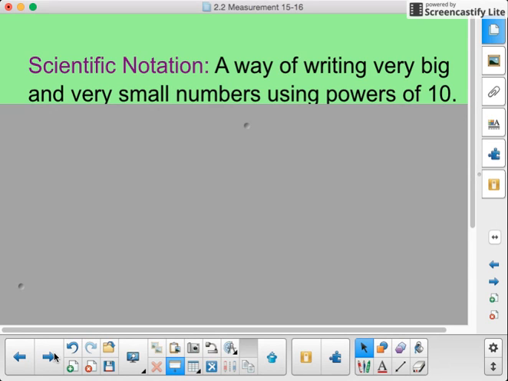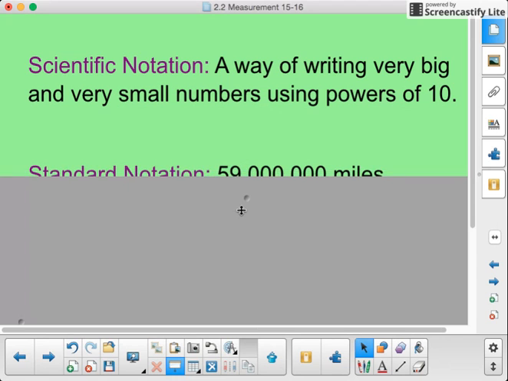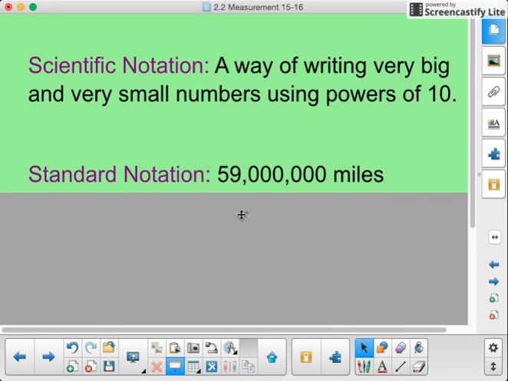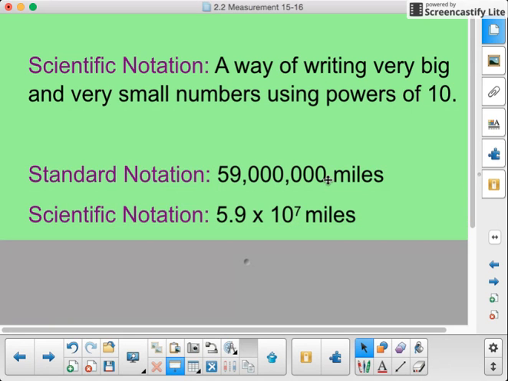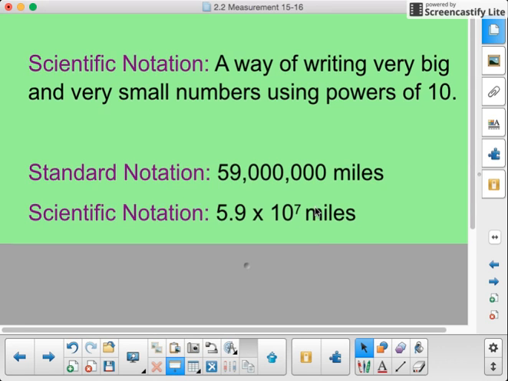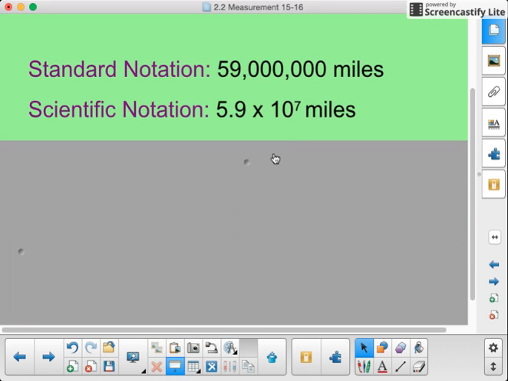And then we looked at scientific notation, which is a way of writing very big and very small numbers using powers of 10. This is something you'll have to add to your notes. It's not typed in the skeleton notes. So in standard notation, we might have a large number like 59 million miles. It has a lot of zeros. In scientific notation, we would write that number as 5.9 times 10 to the 7th miles. To get that superscript, that little 7 on your computer, highlight the 7 and then hit Control, period, and that will make it a superscript. To change back to regular font, do Control, period again.